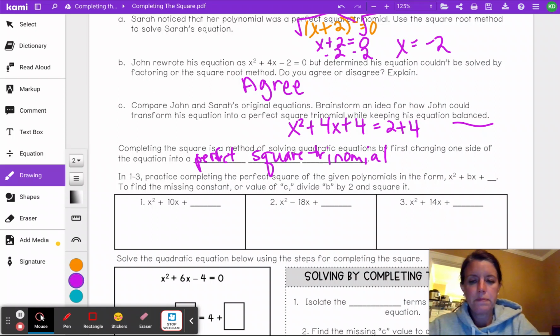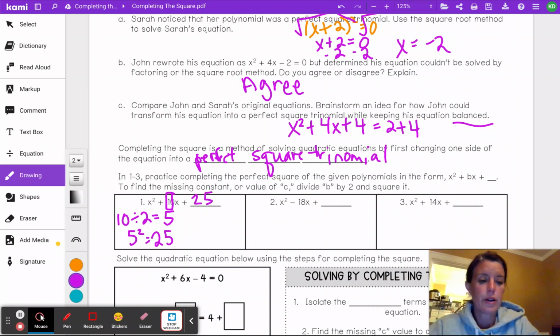So let's look at number 1. It'll make sense. All you have to do, take your value b, which in this case is 10. Do 10 divided by 2, that equals 5. And then 5 squared is 25. There you go. That's it.